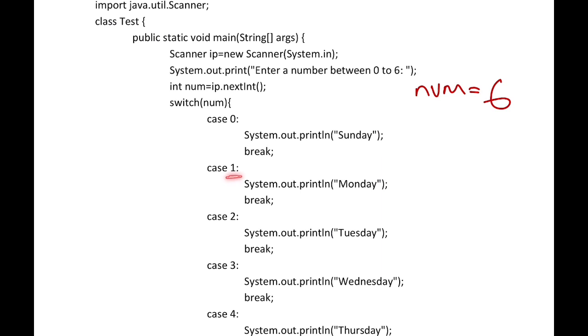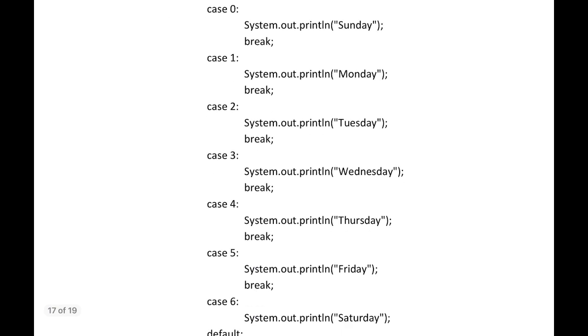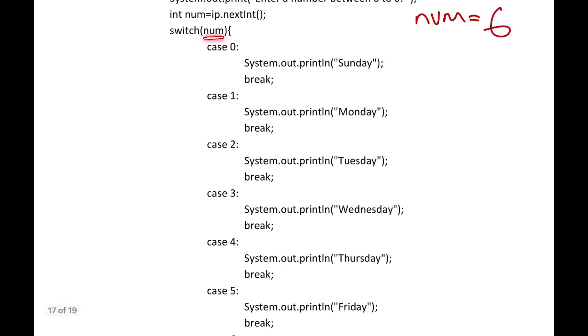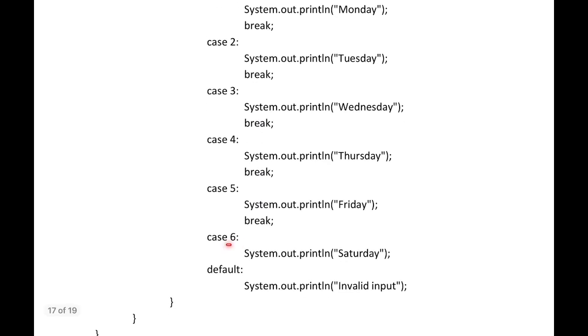It is 1 and here num is 6. Is there any match? No match. Then proceed to the next case value. The next case value is 2. Here it is 6. Is there any match? No match. So similarly, when it reaches 6, the case value is 6 and num is also 6. So there is a match.